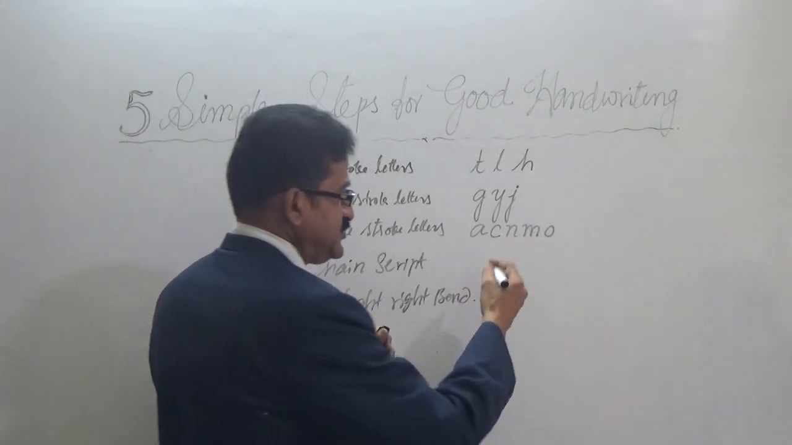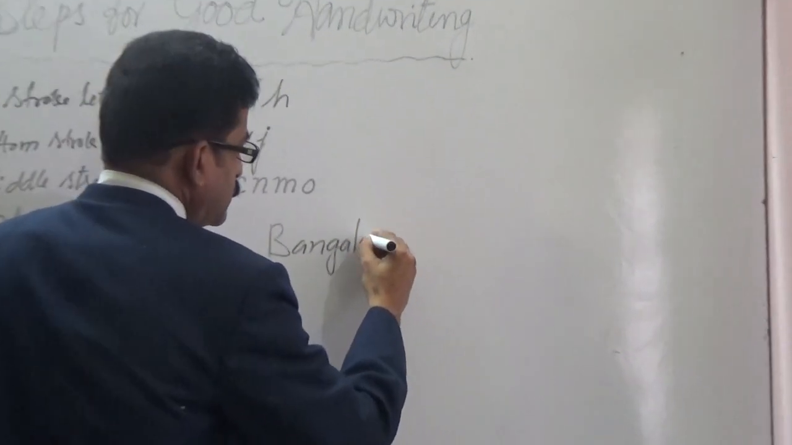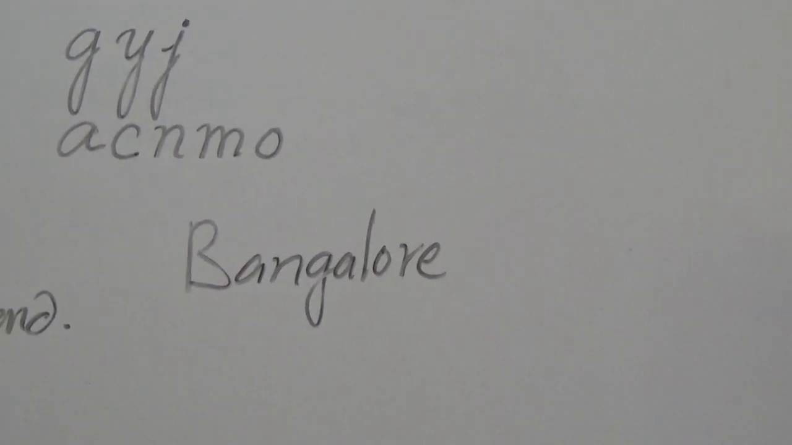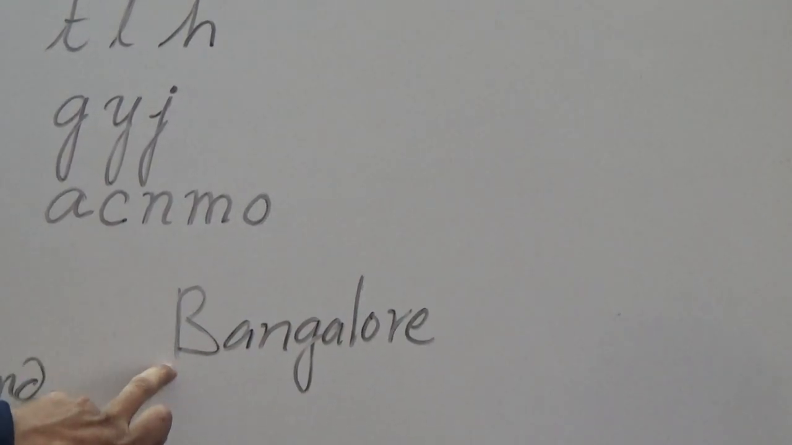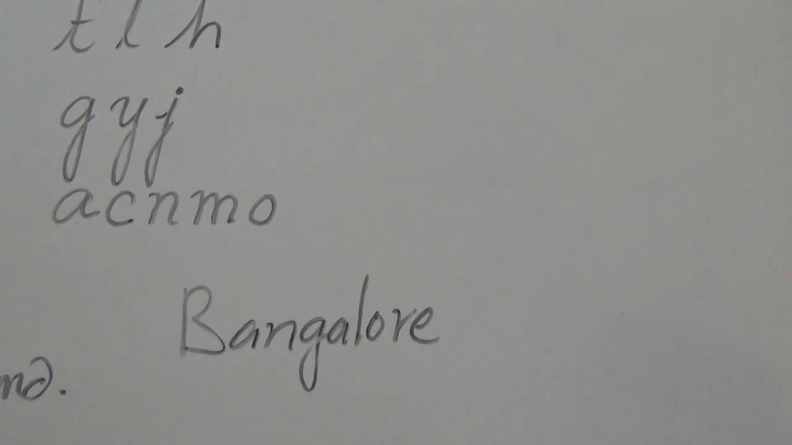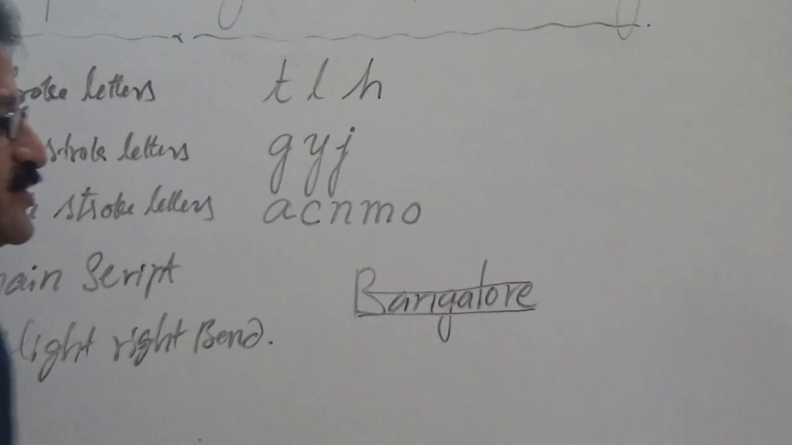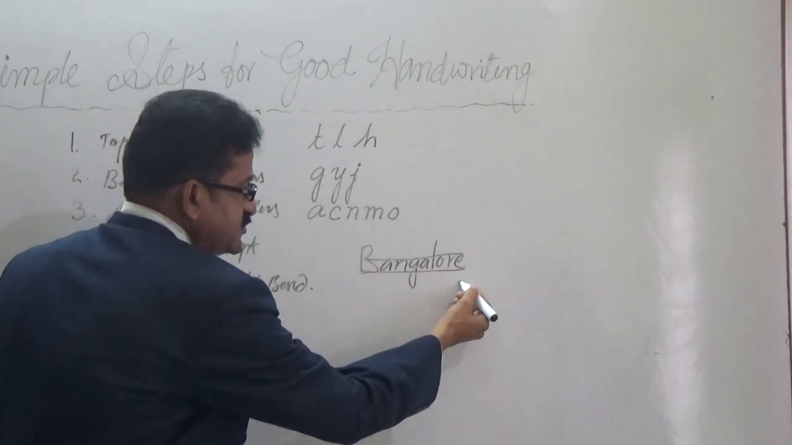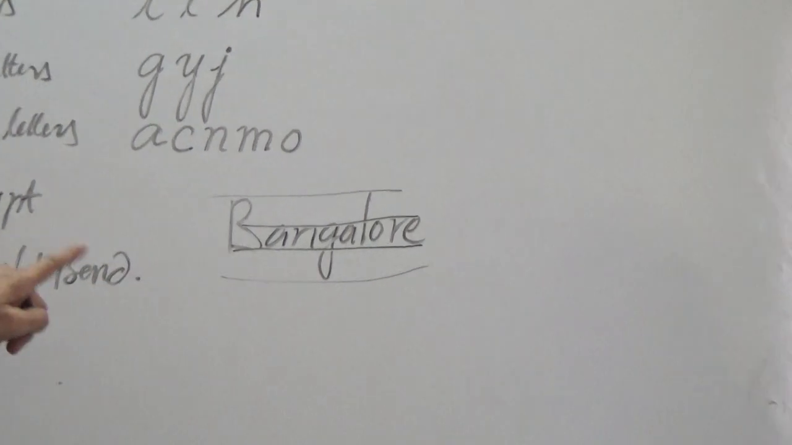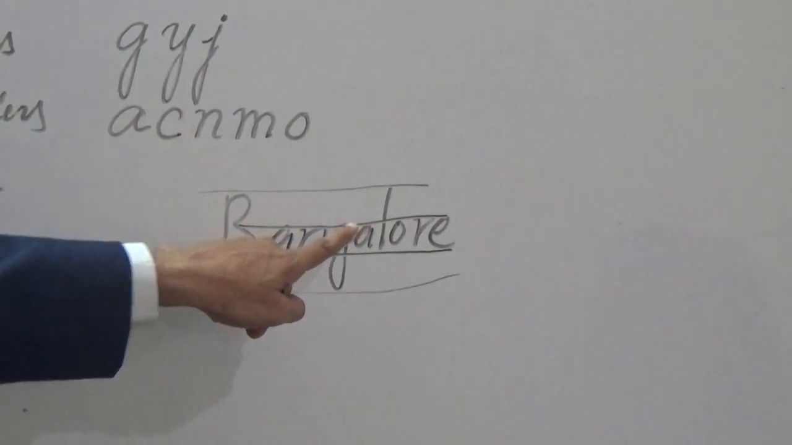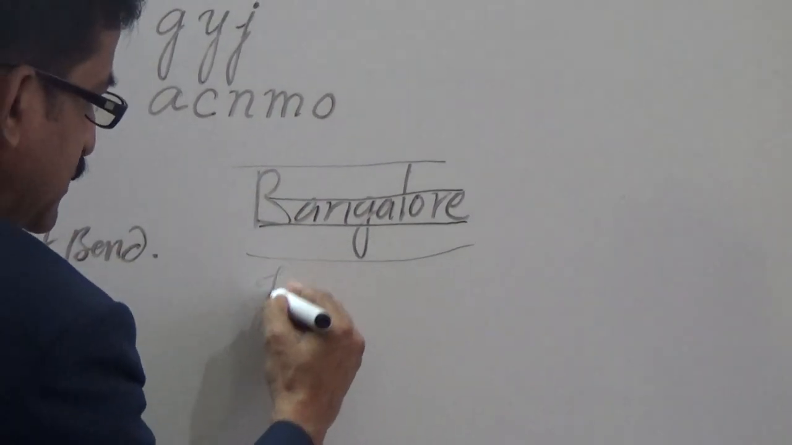See, for example, I write a sentence. Like this. In this word we used, see, this is top stroke, bottom stroke, this is a capital letter, remaining letters are middle stroke. If we write a line over here, it is almost all middle. This is bottom, this is top. But as I told you, this is not with a slight bend and it is not chain script. If we write the same word in the chain script, for example, like this.